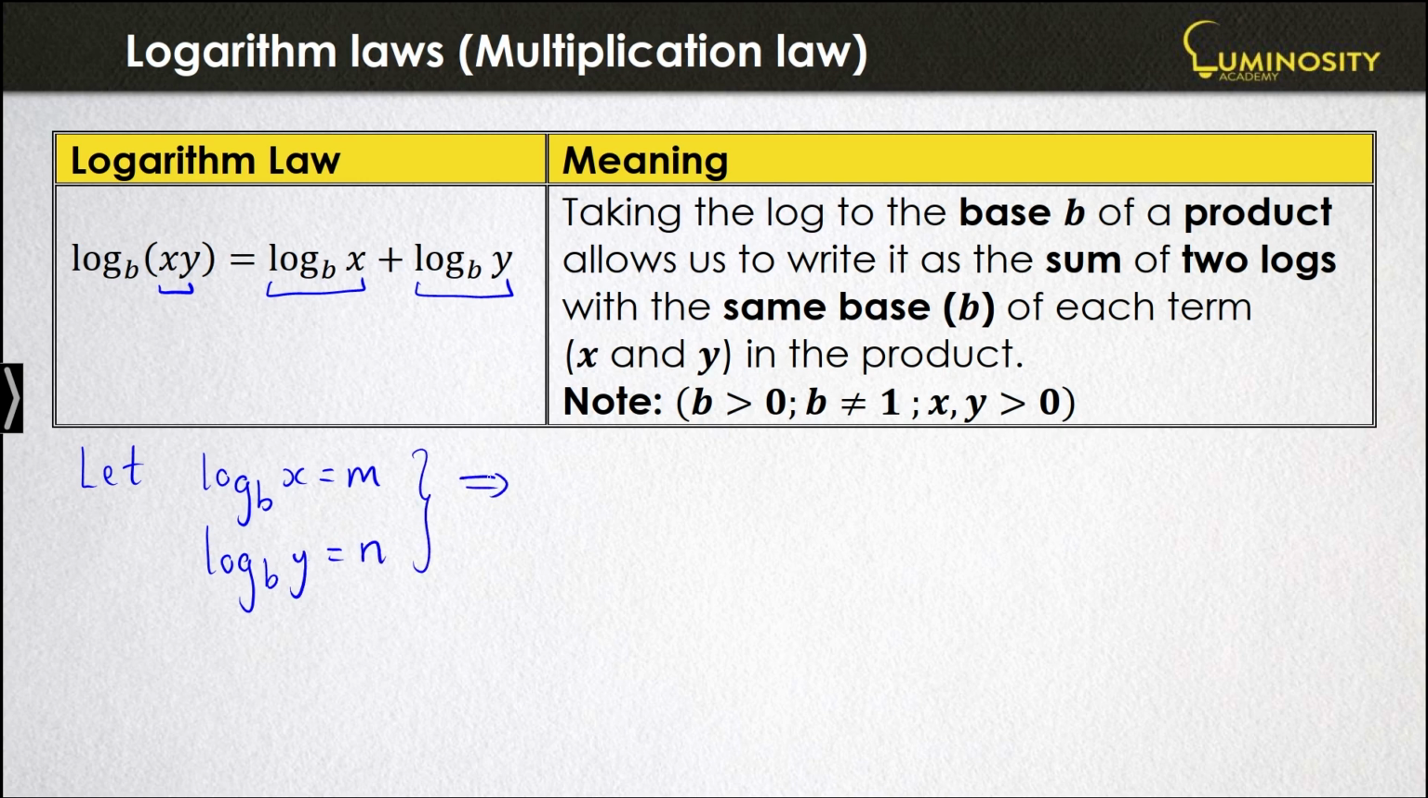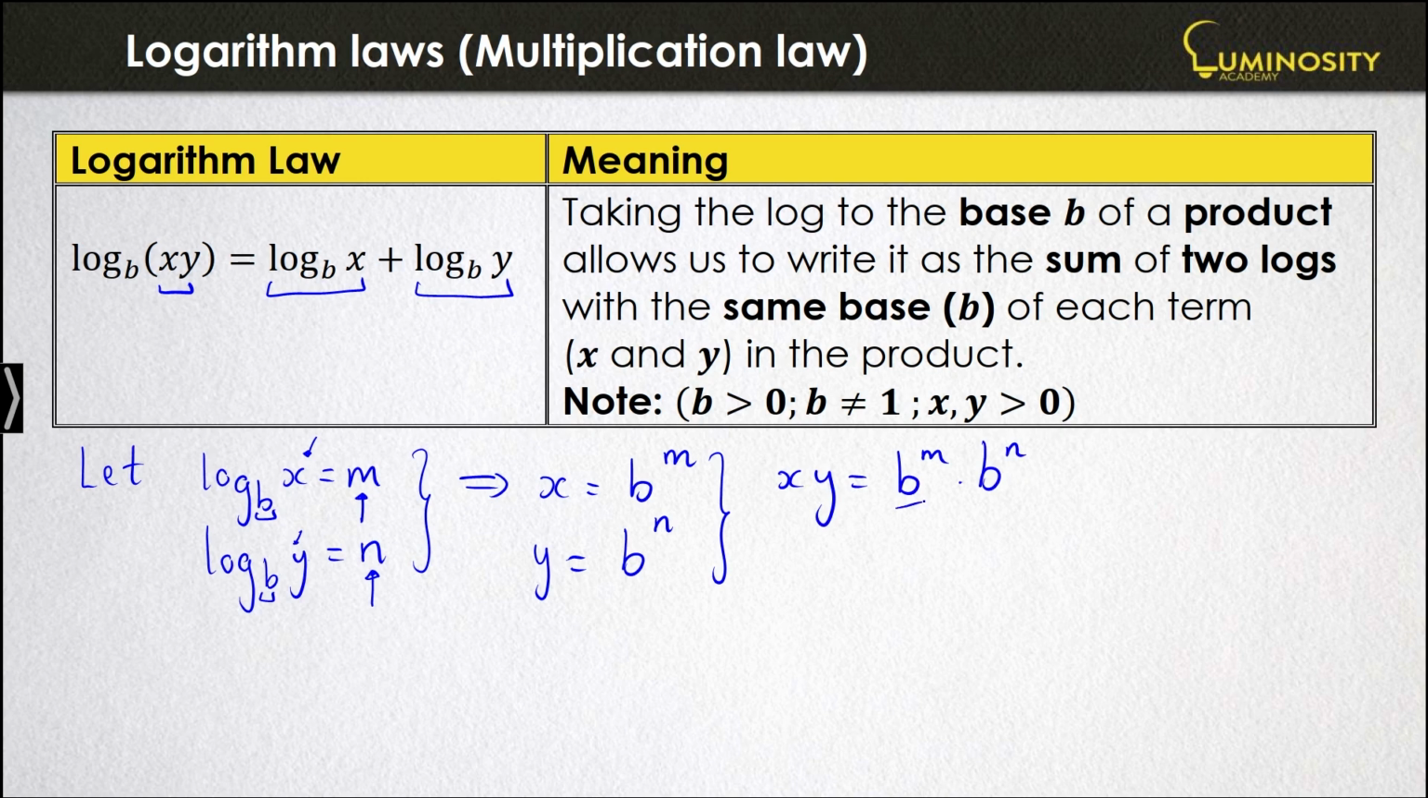then exponentially, what does this say? It says that this base b raised to this exponent m is equal to x. So x is equal to the base b to the power m. Similarly here, the base b raised to the power n is equal to y. So y is equal to b to the power n. So now, if I take the product of these two, x times y, that is b to the m times b to the n. But exponential laws tell us that the bases are equal, so I can add the exponents: b to the m plus n.